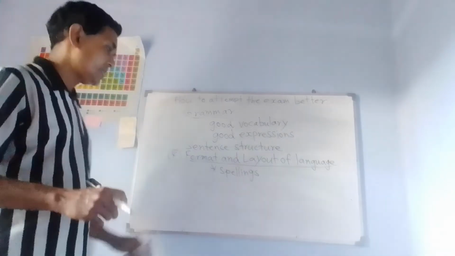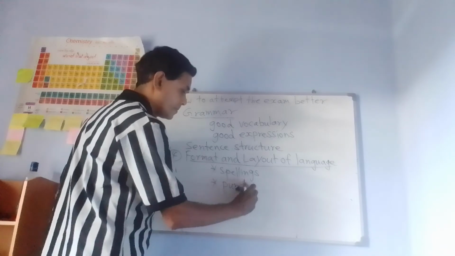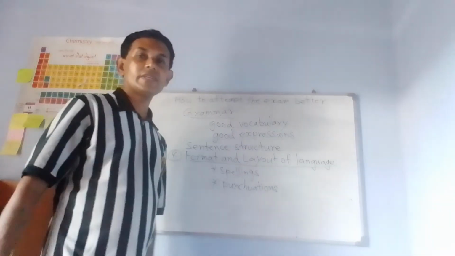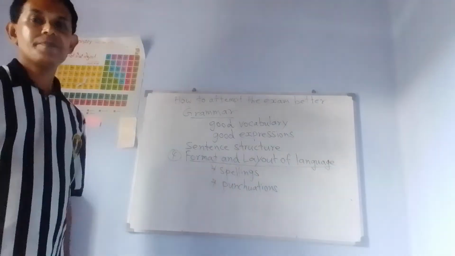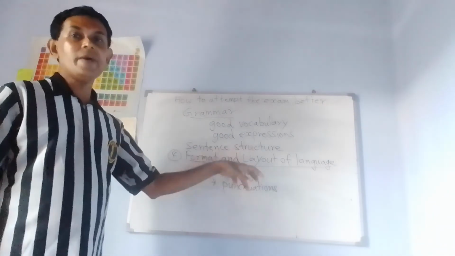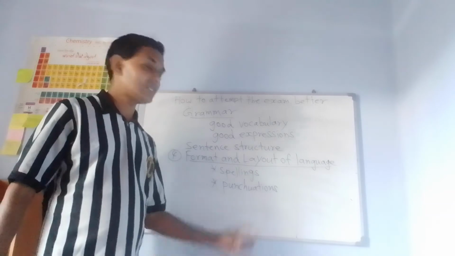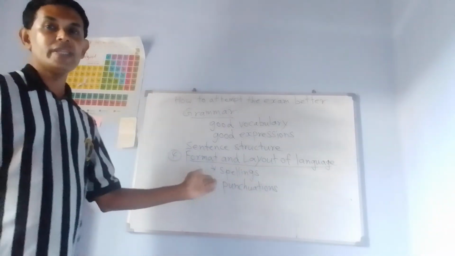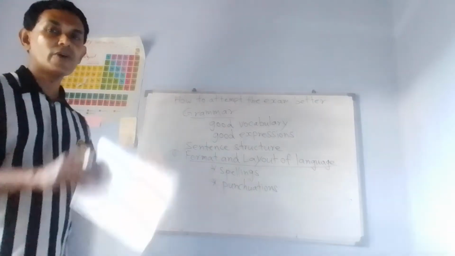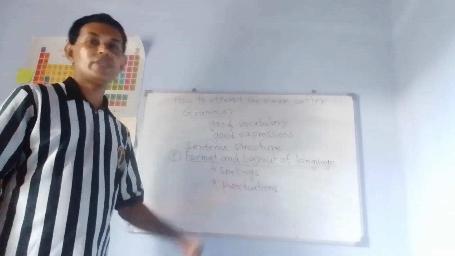The other one is punctuation. All the punctuation must be written clearly and accurately, because all students should know punctuation and its use. Without knowing the use of punctuation, it is very difficult to follow an answer sheet. On almost all occasions, weak students make mistakes, especially in spellings and punctuation.